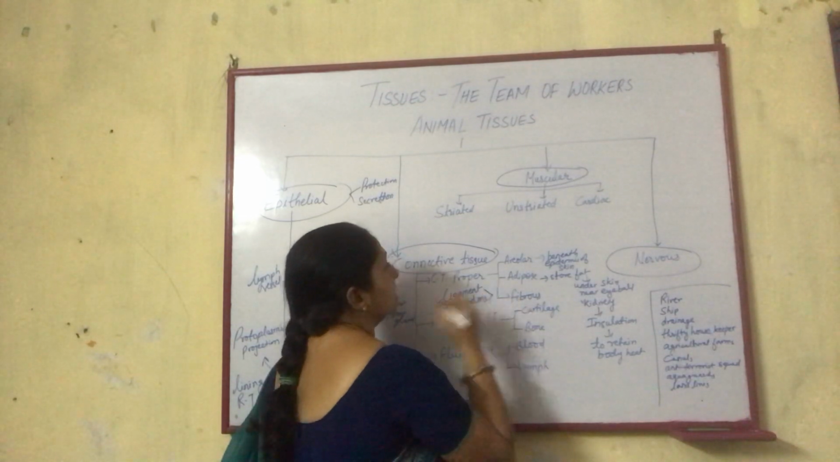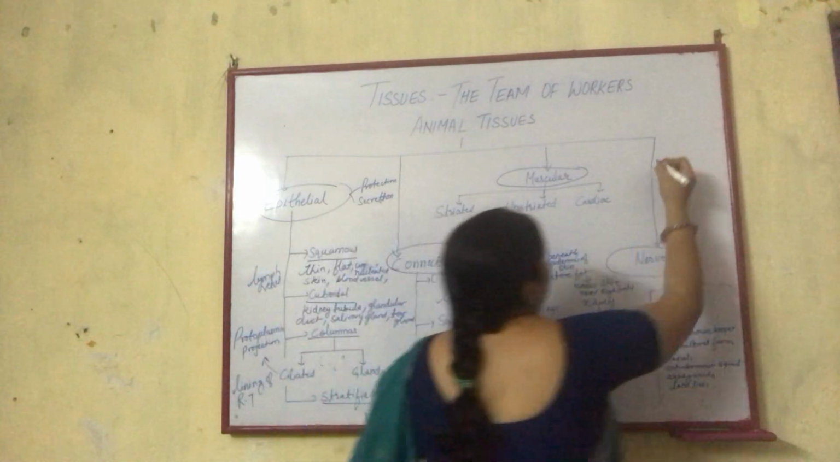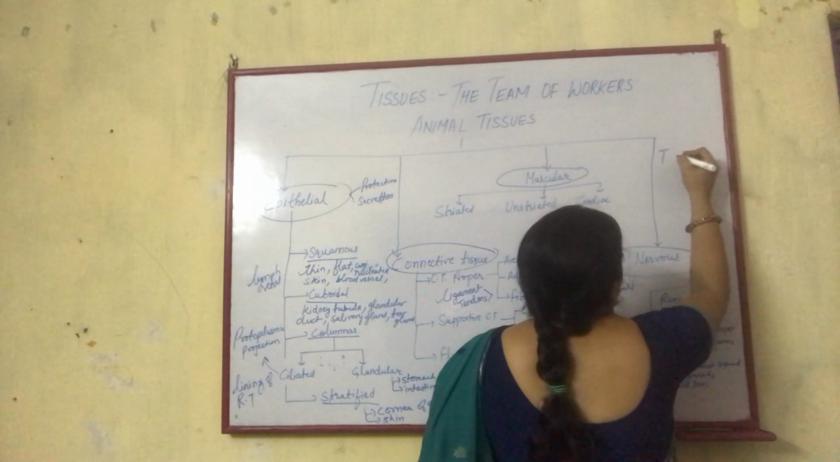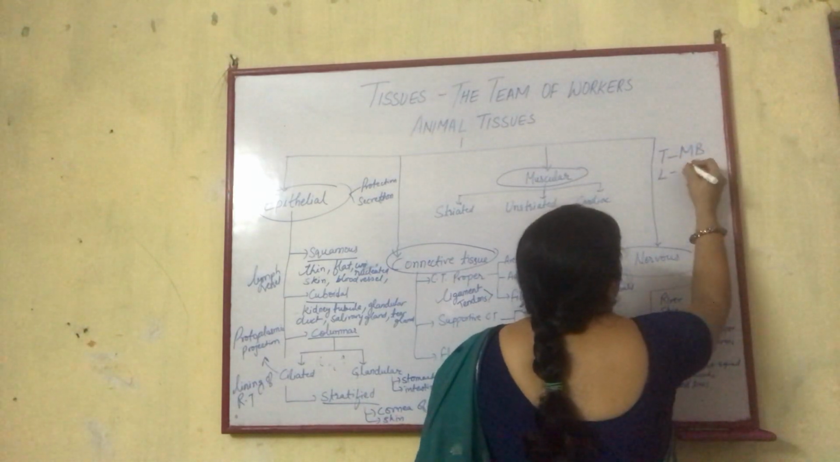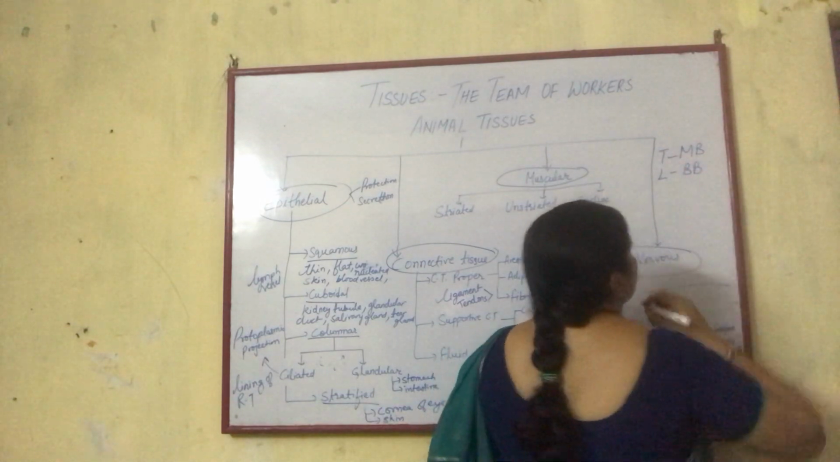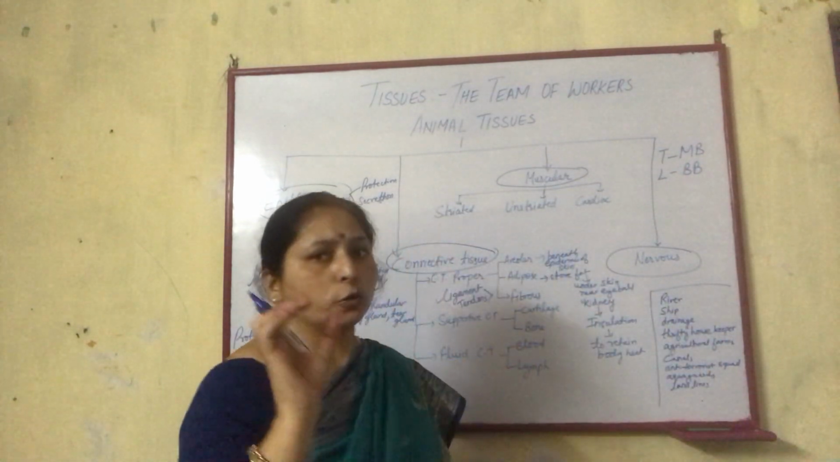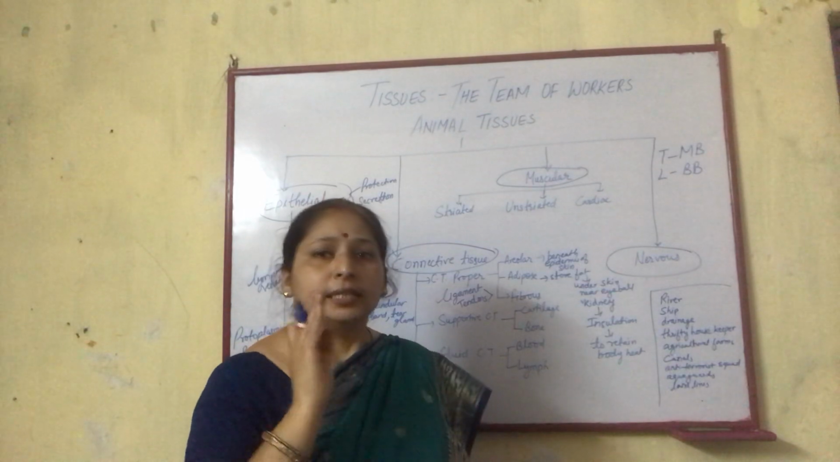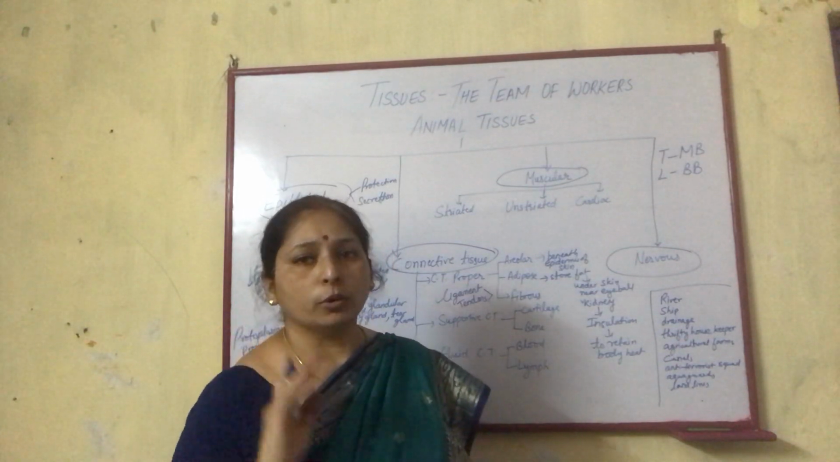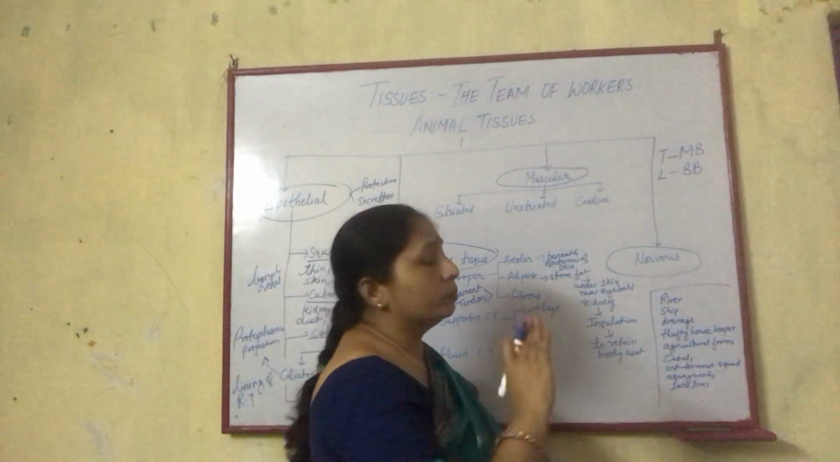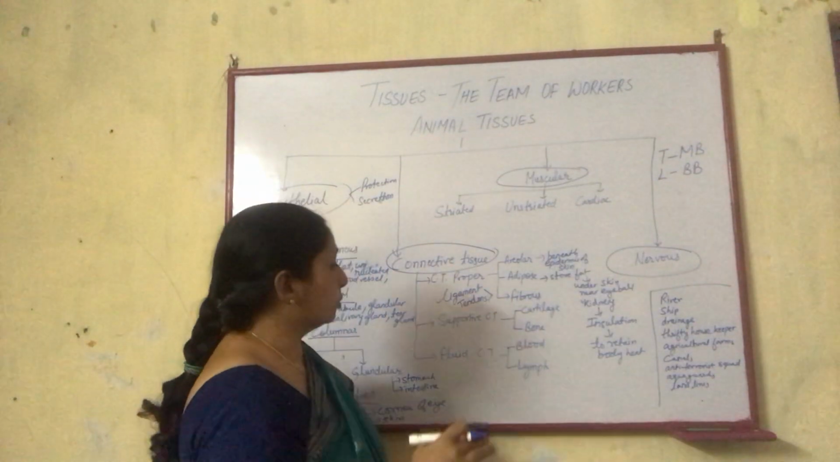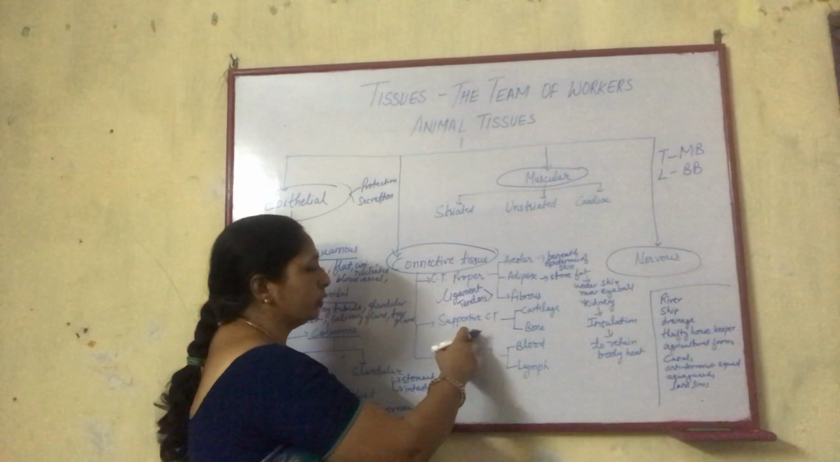Tendons and ligaments. Here I am writing the code terms TMB and LBB. These stand for tendons, muscle to bone, connection between muscle to bone, and ligaments, bone to bone. Next to this is supportive connective tissue.